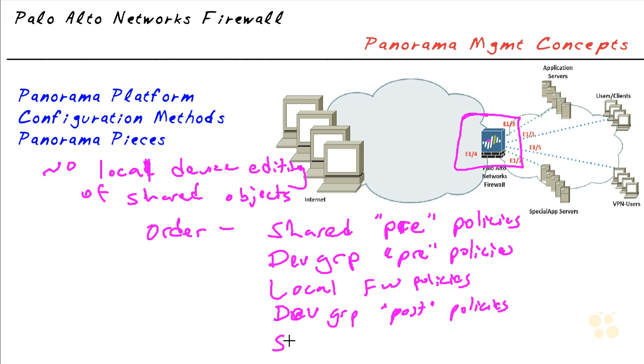And then I have my shared group post policies. And we'll see them actually in the configuration. When I go look at my policies, they will show up exactly like that in there. So that gives me, again, more controls over what I'm doing and how I'm doing it. So a device group can show the policies for shared config or device config, whichever one I want to do in there.